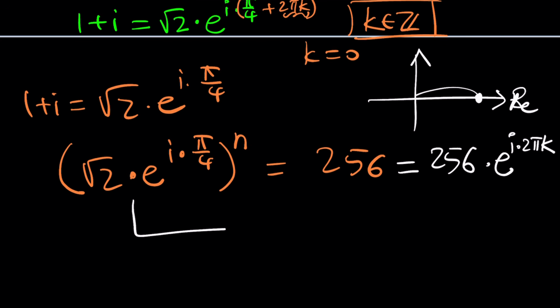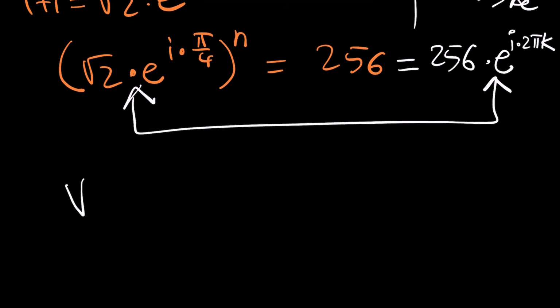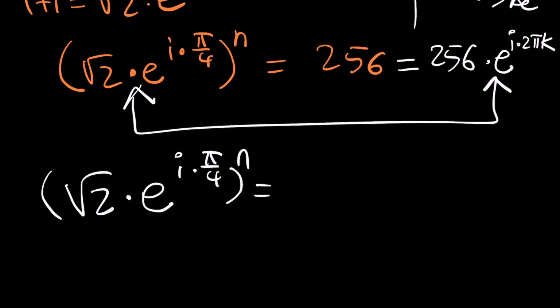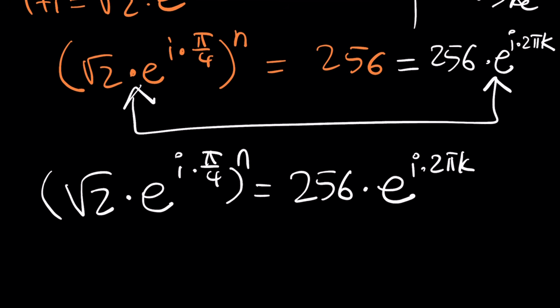But now, if we put these two things together, your equation is going to make much more sense. Let's go ahead and do that. Root 2 multiplied by e to the power i pi over 4, to the power n, equals 256 multiplied by e to the power i times 2 pi k. Again, k is an integer just like n.